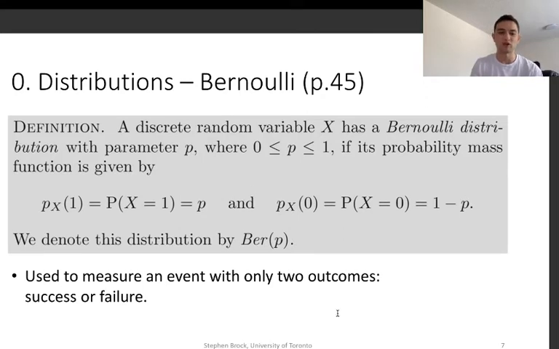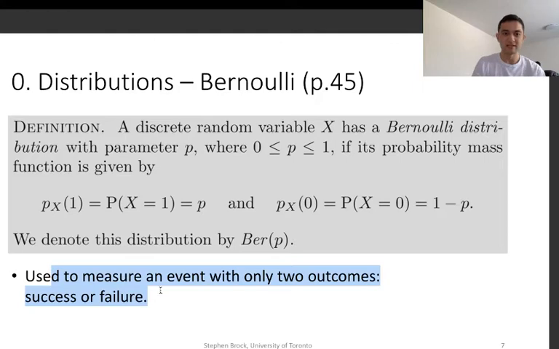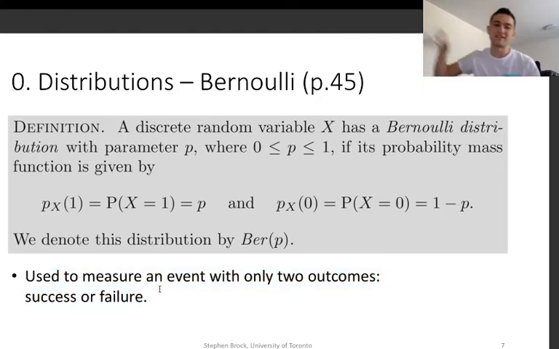So when you're trying to determine whether or not a given scenario is Bernoulli, you need to determine, is it an event that only has two possible outcomes, success or failure? And then you need to determine what probability you want to assign to the probability of success, and then the probability of failure is going to be 1 minus p.